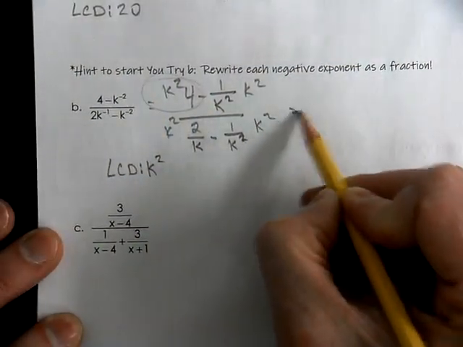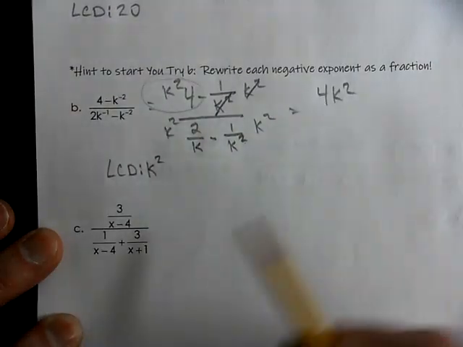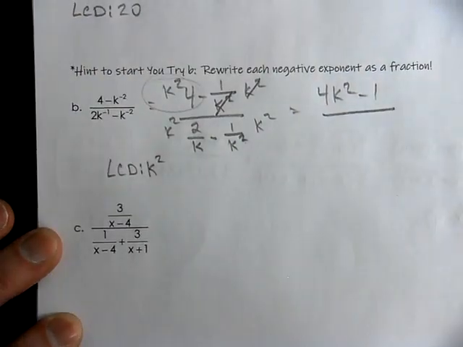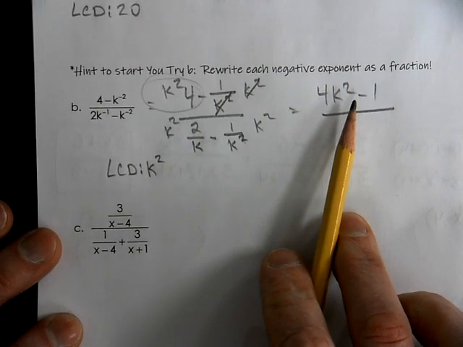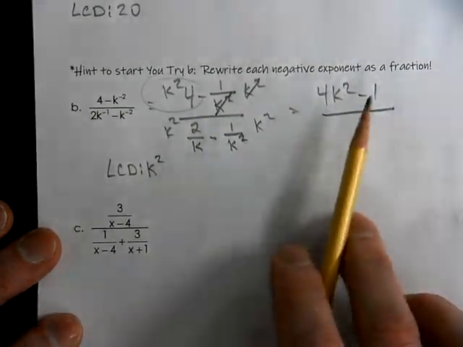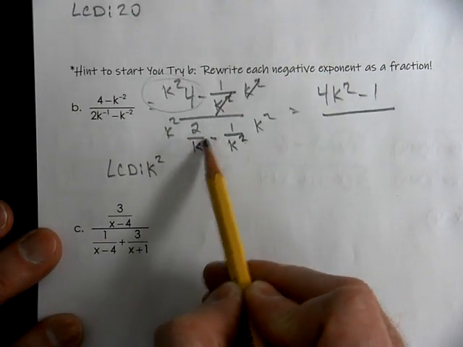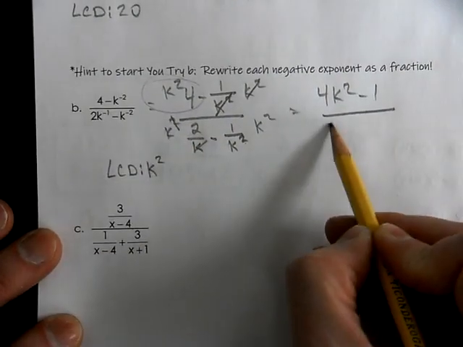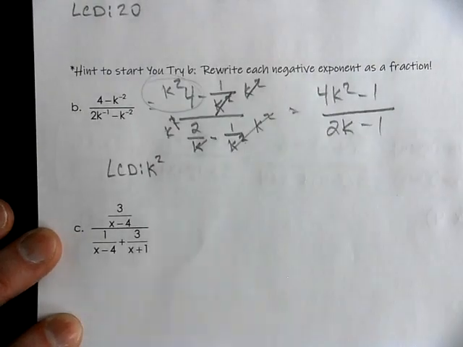Nothing to reduce here. So we get 4K squared. K squareds come apart, and we get a minus 1. Oh, how does that make you feel? Do you know what this is? 4K squared minus 1? That's a difference of 2 squares. We might be able to work with that next. Then on this one, one of the K's is going to cross off, so I have 2K, and I have minus 1.